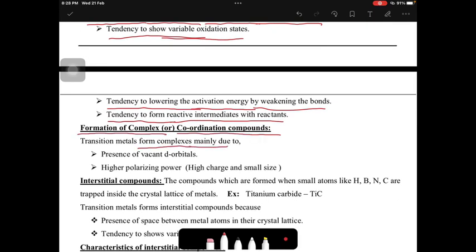Next property, formation of complex coordination compounds. Transition metals form complexes mainly due to the presence of vacant d orbitals, higher polarizing power, high charge and small size, that is, high charge density.